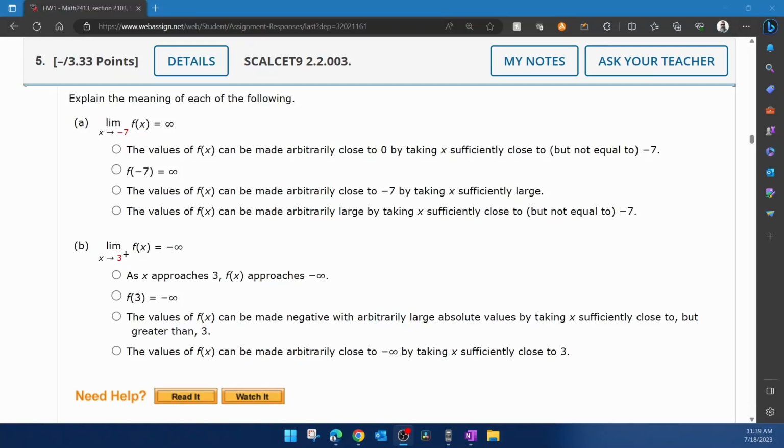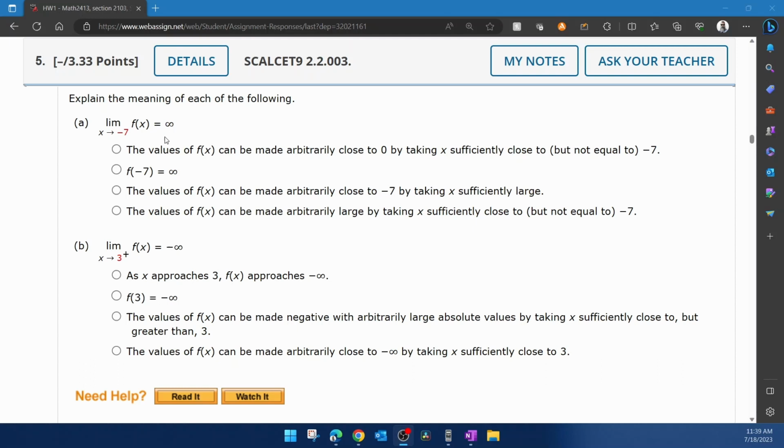Question number 5 from our Calculus 1, homework number 1 in WebAssign. It says, explain the meaning of each of the following. And so for part A, we have the limit as x approaches -7 of a function equals infinity. And so we're supposed to choose which one of these statements correctly says what we just said.